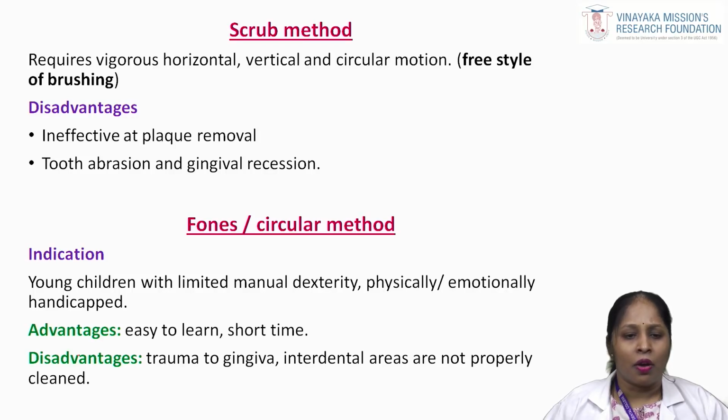Moving on to the next method, the scrub method. This requires vigorous horizontal, vertical and circular motion. It is also called the free style of brushing. The main disadvantage of this method is that it is ineffective at plaque removal and it results in tooth abrasion and gingival recession in individuals.